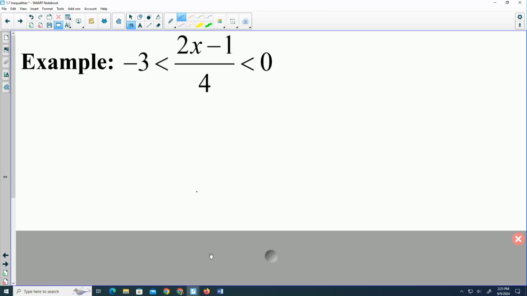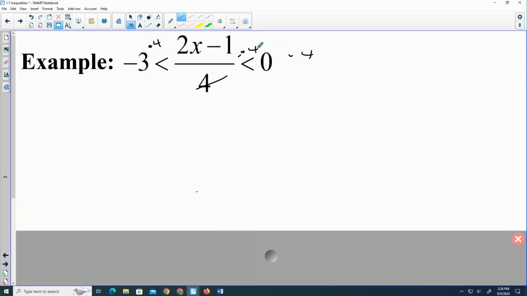This is what we call a compound inequality. It's got more than one in it. When you solve this, it's just like solving an equation, but whatever you do to one piece, you have to do to all three, the left, right, and middle. So if I'm trying to get x by itself, where would we begin? Multiply everything by 4. Left, right, and middle.